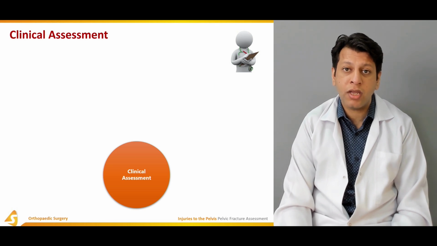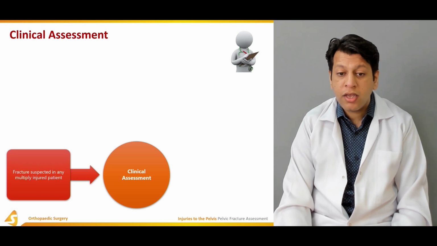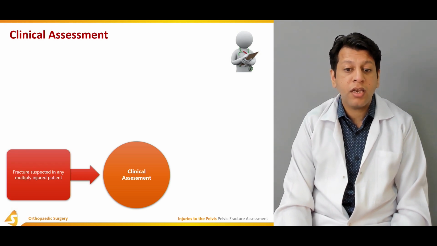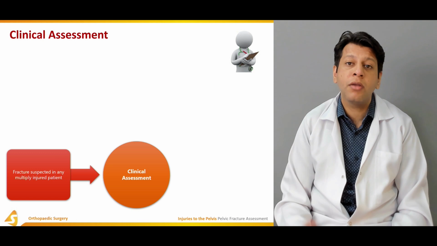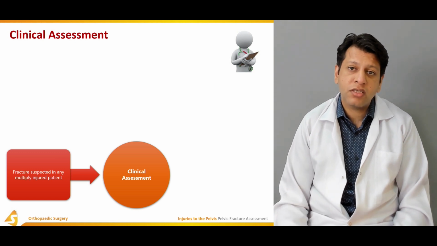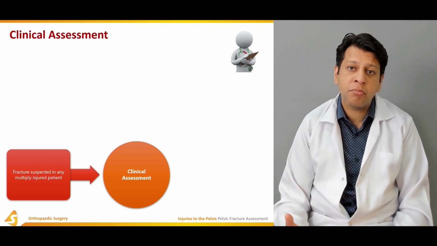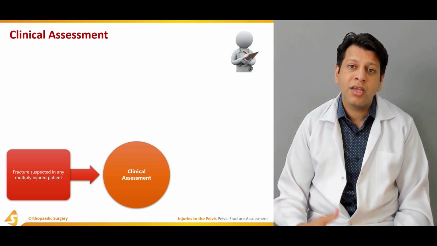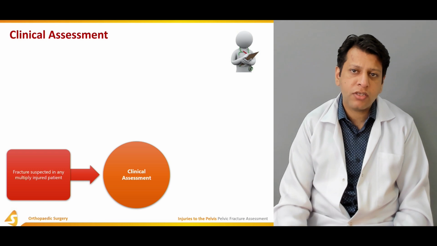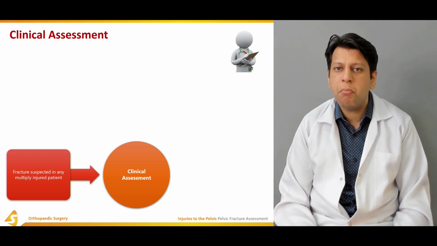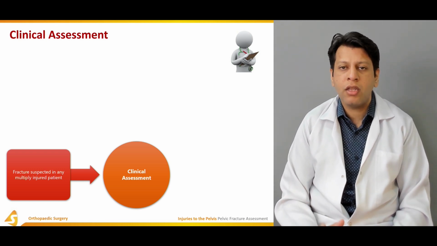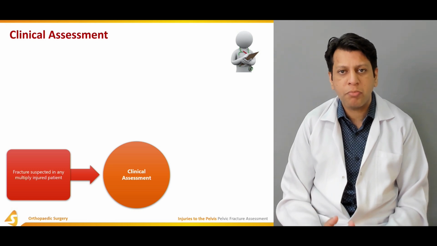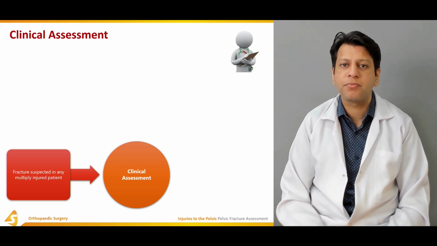Once the patient is stabilized, the patient may be given fluids and may need blood, and fractures should be suspected in any multiply injured patient. Usually the history is such that the patient may have been thrown out of the car, crushed in the car, or hit as a pedestrian by a car. In these kinds of injuries, along with other injuries, there may be associated pelvic fractures. So in a polytrauma patient, always suspect this association.